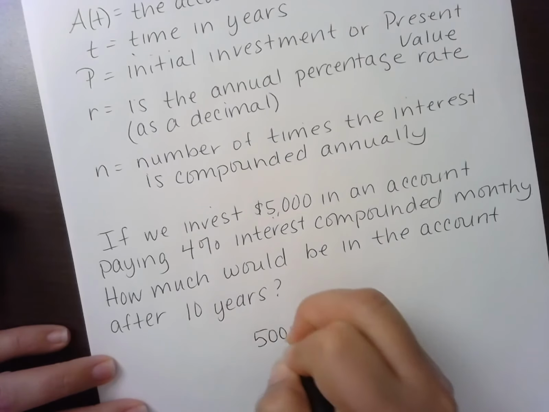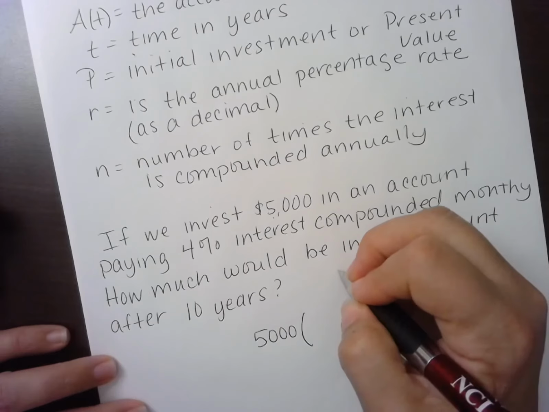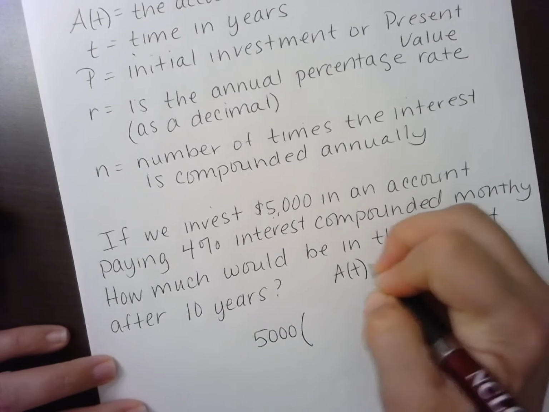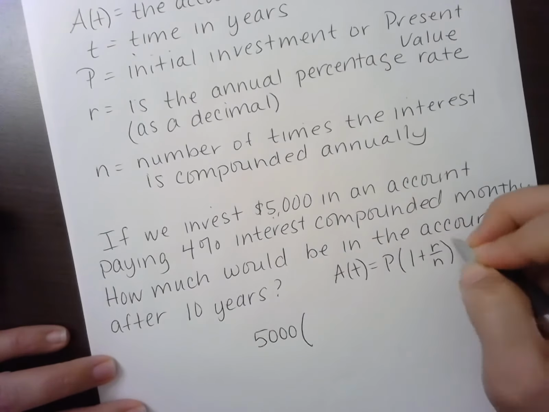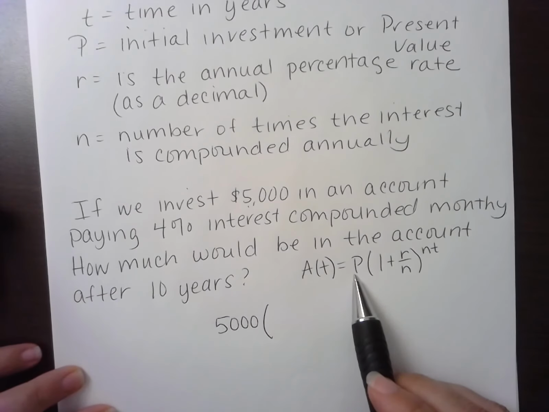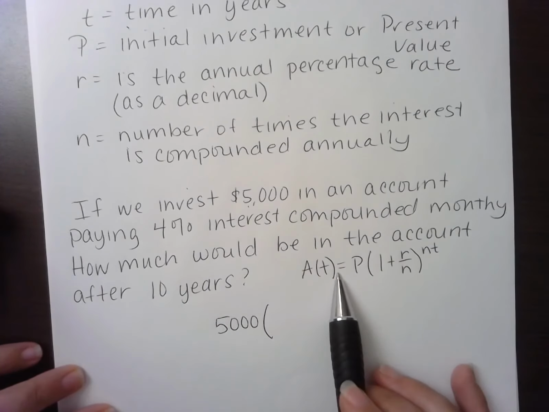Let me just rewrite it up here. Our compound interest formula is A of t equals P times (1 plus R over N) to the NT. That's just rewritten so I don't have to keep going back up. So I realize that 5,000 is my P. Now what I want to find is A of t, because that's what I want at the end: how much I'll have after a certain number of years, 10 years.